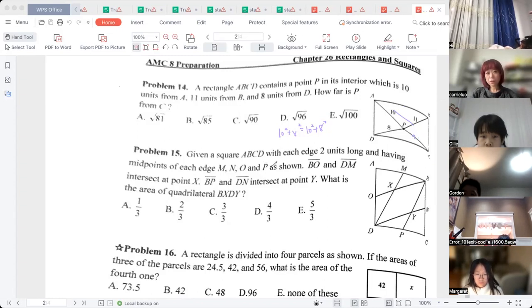Okay, so let's take a look at this one. This question is a little bit different, right? So we need a lot of helplines to help us find out how to do it. Given a square ABCD with an edge of 2, having the midpoint of each edge M, N, O, and P, okay? So BO and DM intersect each other at X and Y. What is the area of BXDY? So BXDY. So we need to, sorry, not this one.